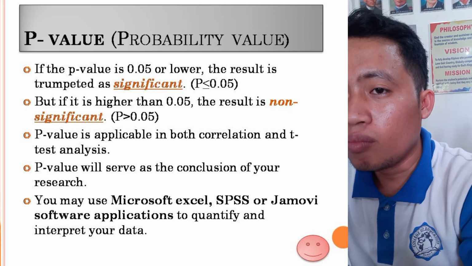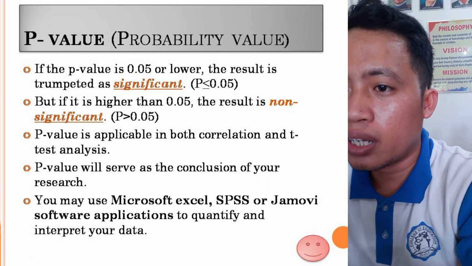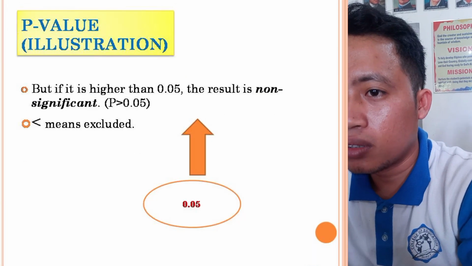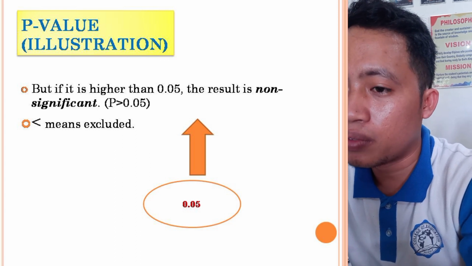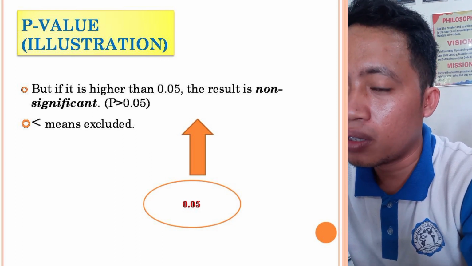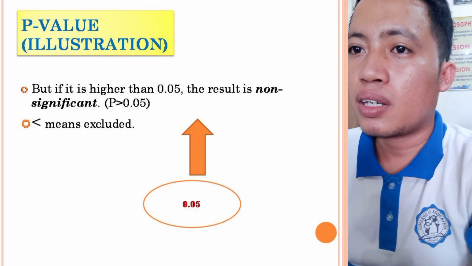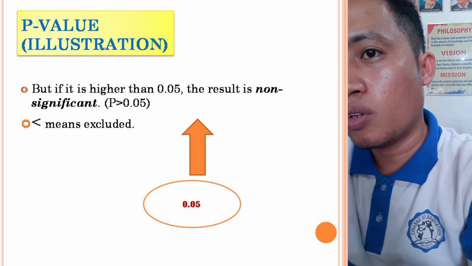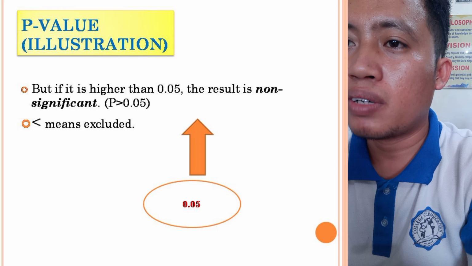Okay? You say p-value, if we're going to illustrate it, it goes like this. The arrow is increasing, so more than 0.05. So, alpha level of confidence, we have 0.05. Kung nalagpas ng 0.05, it means that there is no significant relationship or significant difference between two variables. We are talking about p-value.